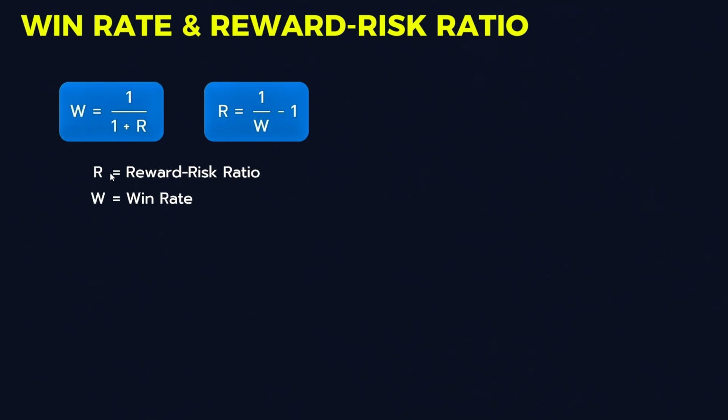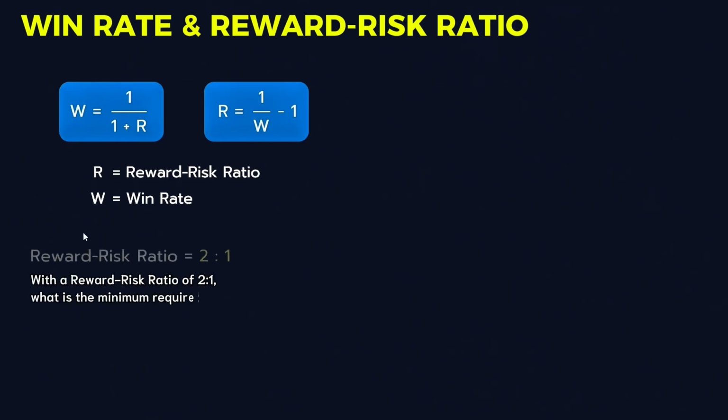For example, if you know R, you can calculate W. If you know W, you can calculate R. Let's look at an example. Suppose your target reward-risk ratio is 2 to 1, just like the one I use most of the time. What win rate do you need just to break even?